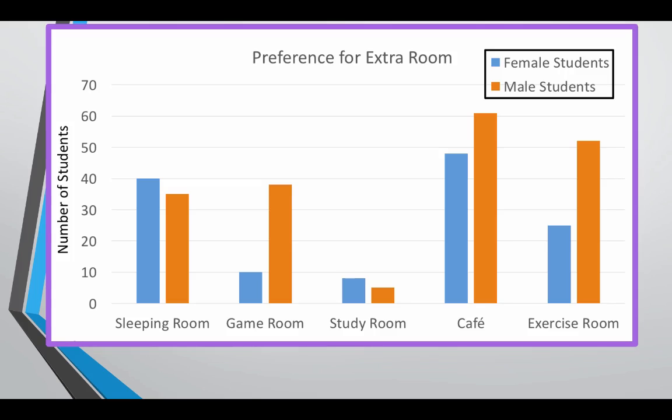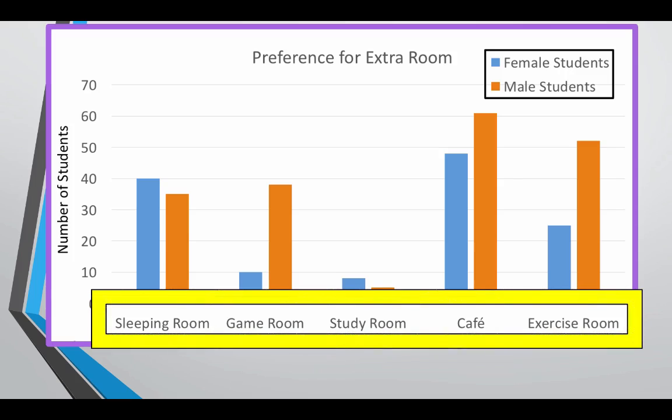A new building is being built and there is a large room that the director of the school is deciding on what to change it to. She decided to make a survey to ask students to choose from the following categories: sleeping room, game room, study room, cafe, or exercise room. She was also interested to see how female and male students vote differently. Here are the results. I will now be using language to show comparisons.